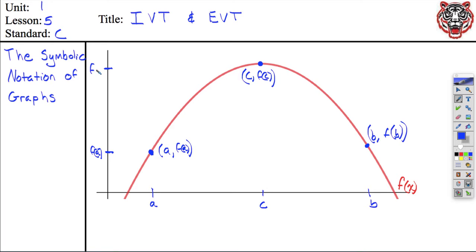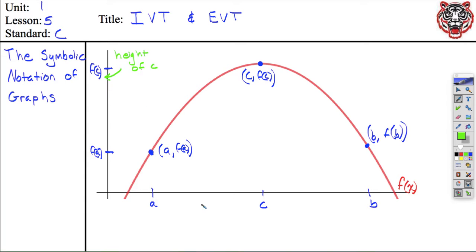F of C, and that translates as this f of C. Another way of saying f of C is height of C. Perfect. Height of C. So it's finally in the notes, we start calling that height.